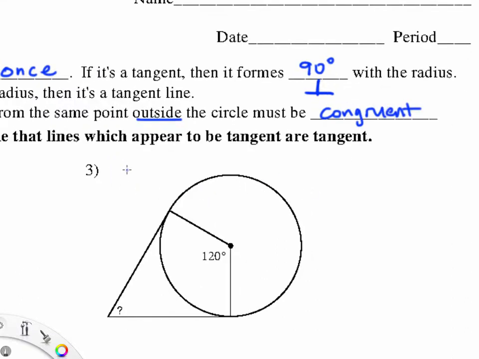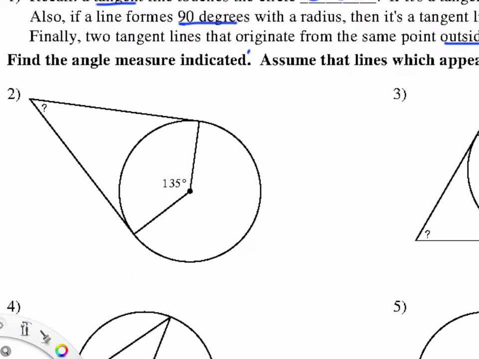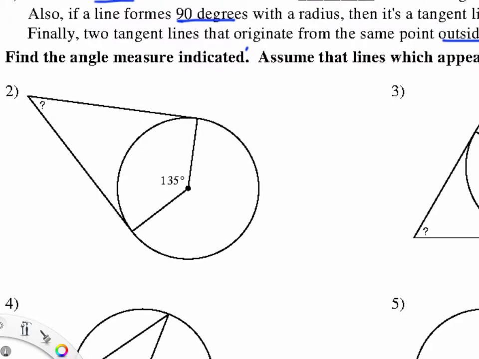So let's go ahead and apply all of these. As we take a look at these, we'll do the even problems here. So number 2, find the angle measure indicated. Assume the lines which appear to be tangent are tangent. So let's find this guy. We'll call him X.